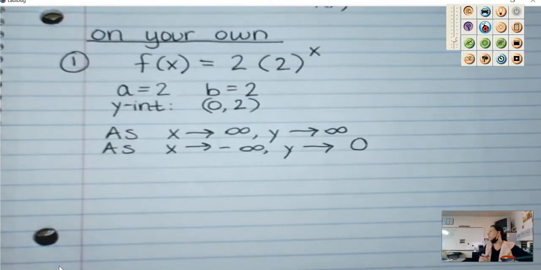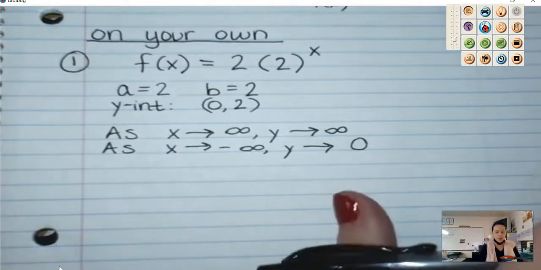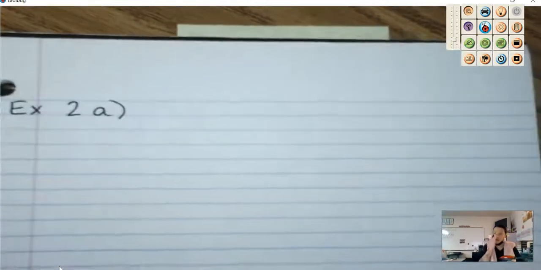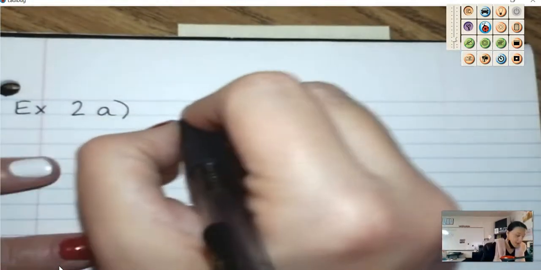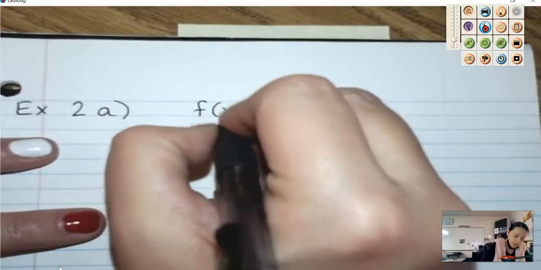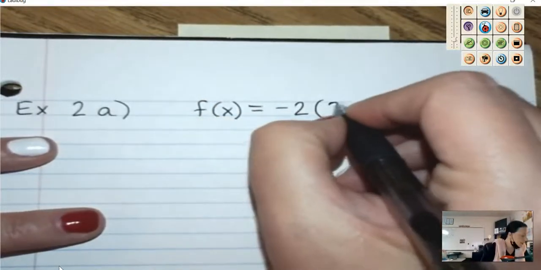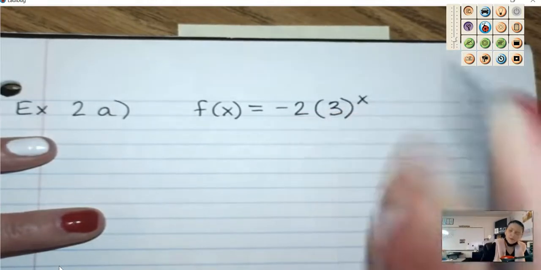Questions on that one? Okay, so we're going to do example 2 now. Same directions though. It's just the graphs are going to start looking a little bit different. They're just going to go in different directions. Okay, for 2a, f of x equals -2 parentheses 3 to the x power.